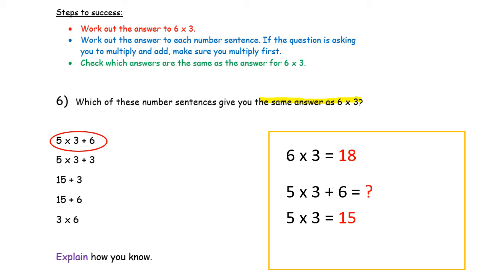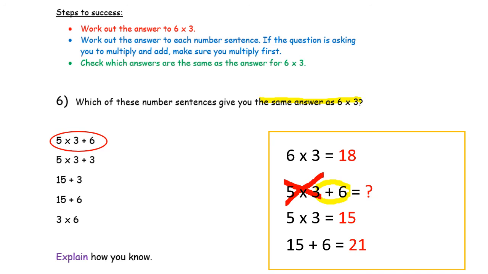And then once we've done that, that means we can cross out the 5 times 3 because we've already done it. And then we just need to add on 6 at the end. So 15 add 6 is 21. Okay, did it give us the same answer as 6 times 3? No, it didn't. Okay, so you need to look at the others now and see if any of the others gives you 18.